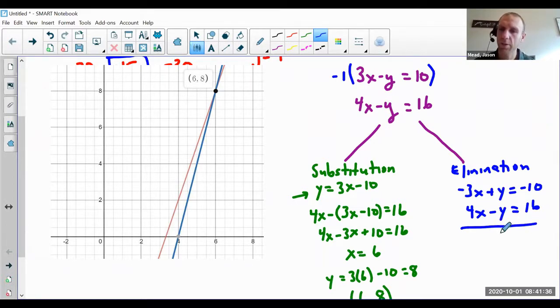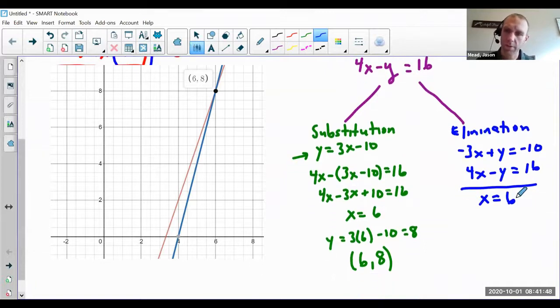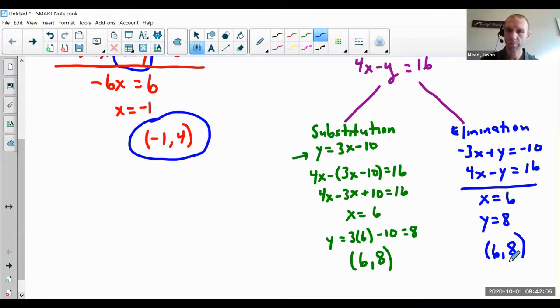Well, notice that the y's are going to go away. The x's, 4 minus 3 is just 1x, and then 16 minus 10, or negative 10 plus 16 gives me 6. And then when I substitute 6 in, 24 minus y equals 16, subtract that over, negative y equals negative 8, so y equals 8. So I end up getting the same answer either way. So both ways are good ways of doing the problem.